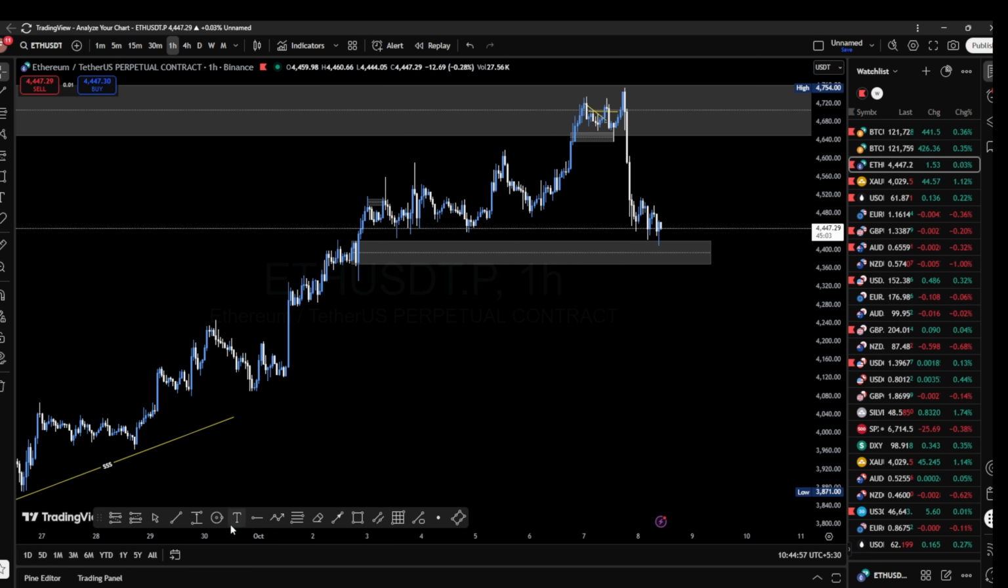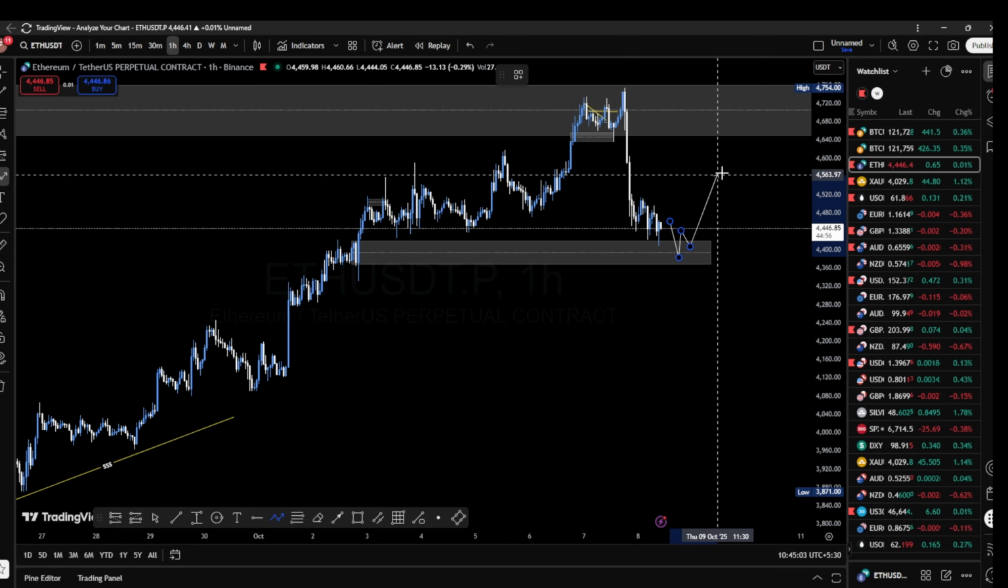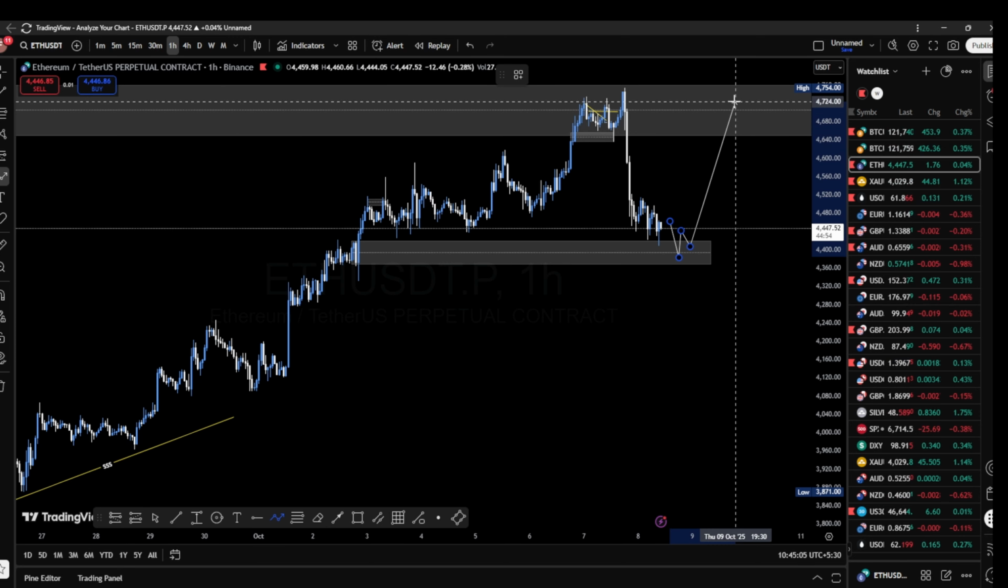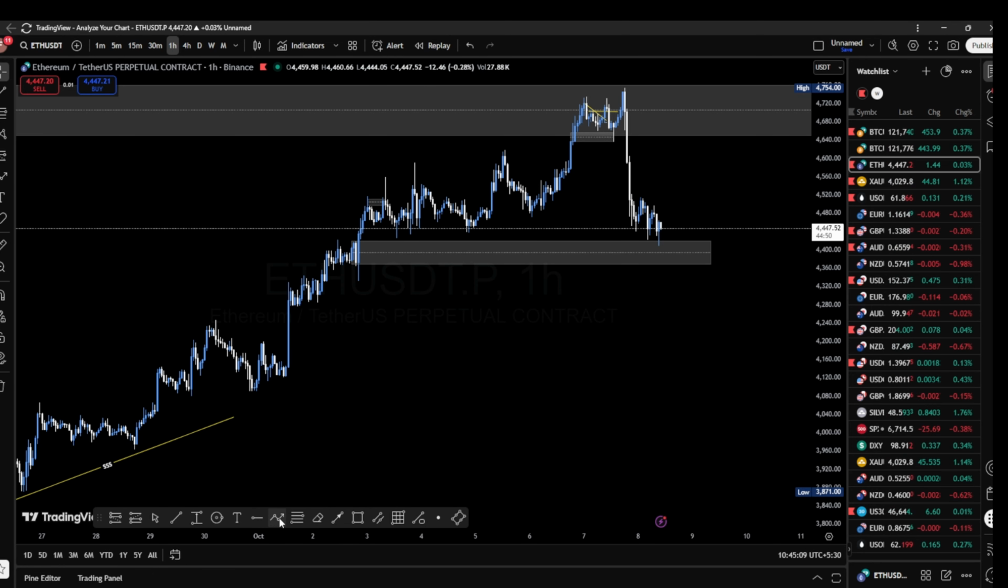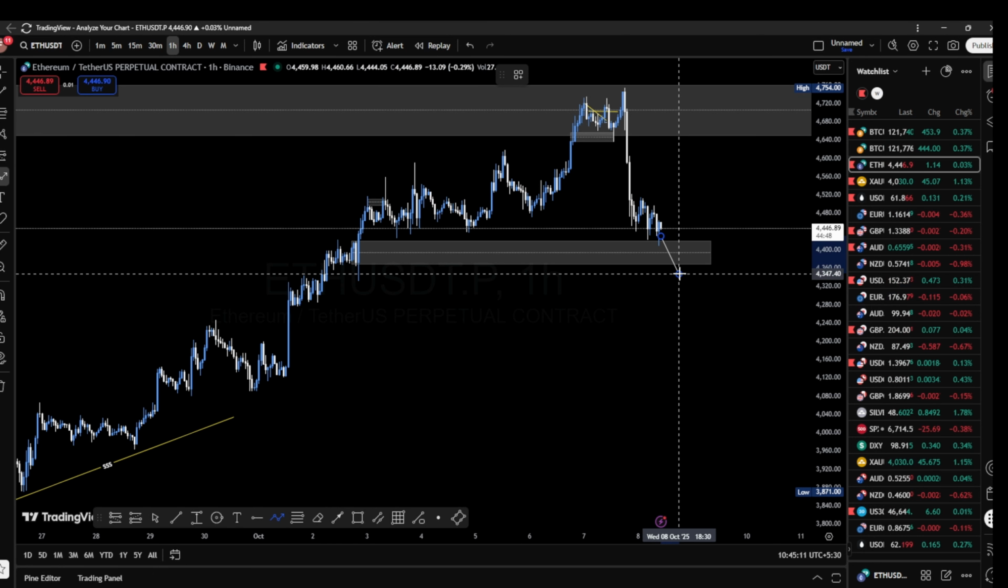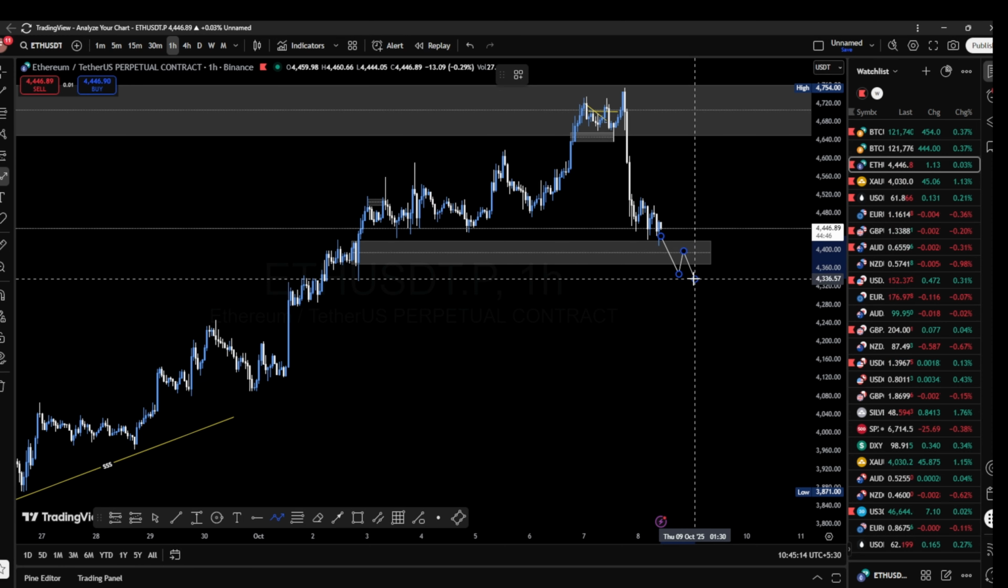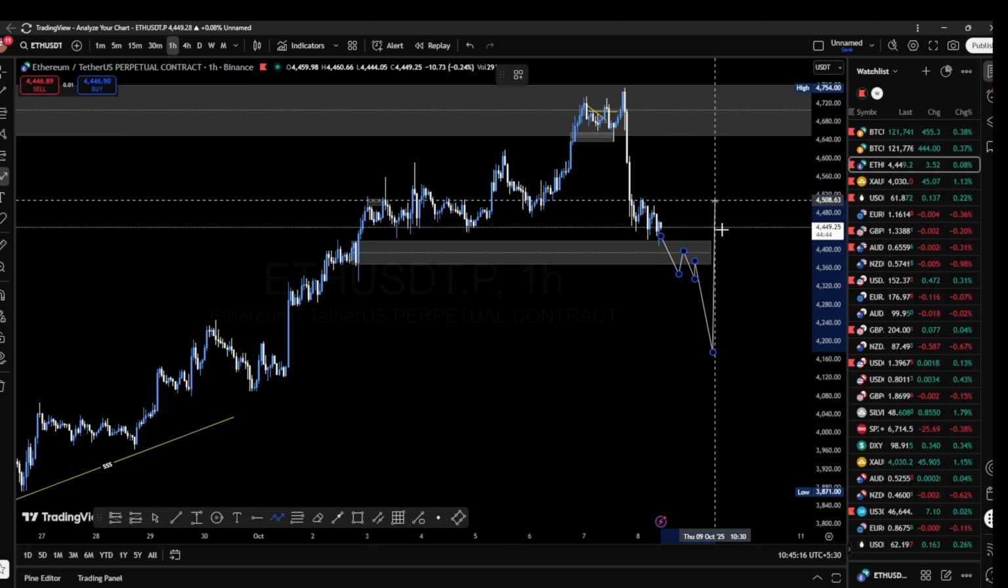So what you can do right now is, if it comes to this zone, makes a higher high or retracement, whatever you call it, and then go upside. If that doesn't happen, wait for rejection of this zone, a lower high creation, then go downside.